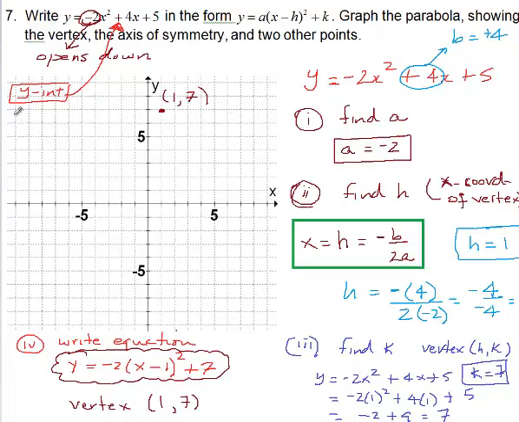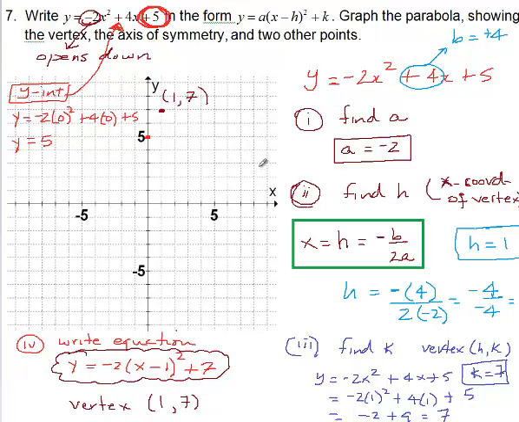Because if I put x equals 0 into that form, watch what happens. Negative 2 times 0 squared, of course that's going to be 0, plus 4 times 0 plus 5. So what are you going to get? You're going to simply get the c value. So when it's in this form, the y coordinate is always the c value. The y-intercept, sorry. So I know it intercepts at 5.